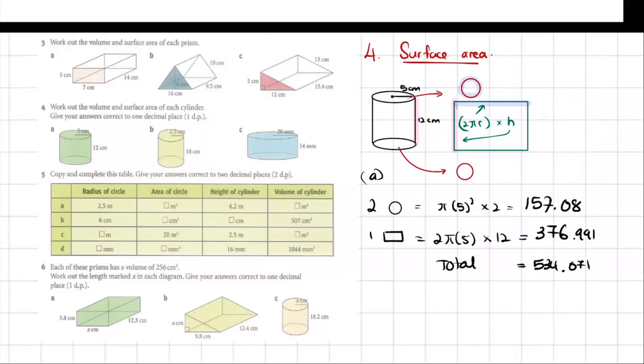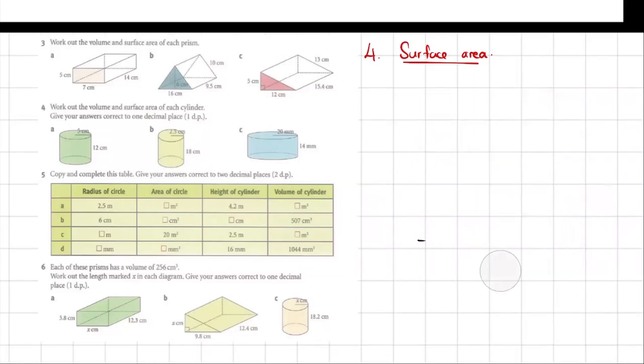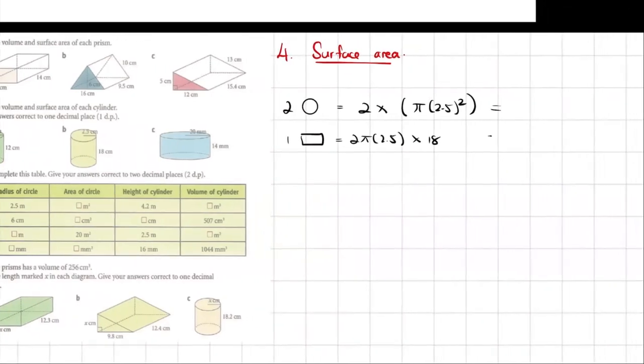Then we'll look at question B for surface area. I'm not going to use this shape again. So I'm just going to use how I calculate 2 circles, 1 rectangle. 2 times the circles will be pi 2.5 square. Rectangle will be 2 pi r multiplied by the height. So I should be able to get one answer here, one answer here.